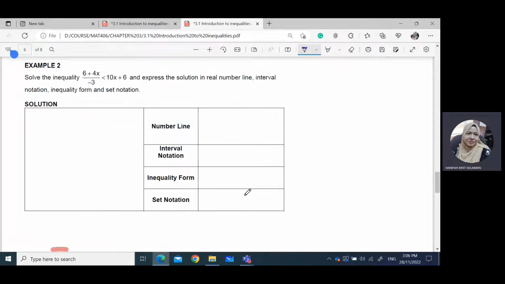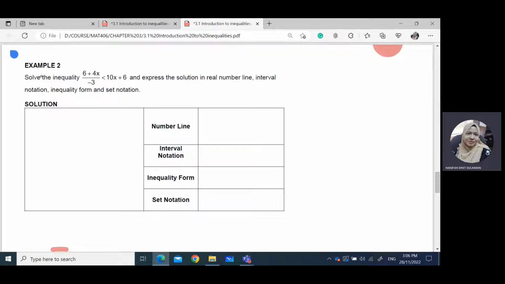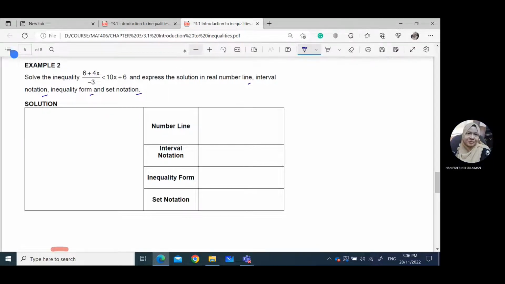So next we look at example 2. So in this example, we will solve the inequality 6 plus 4x over negative 3 less than 10x plus 6, and express the solution in a real number line, interval notation, inequality form, and set notation. Okay. Alright, so we solve for 6 plus 4x over negative 3 less than 10x plus 6.